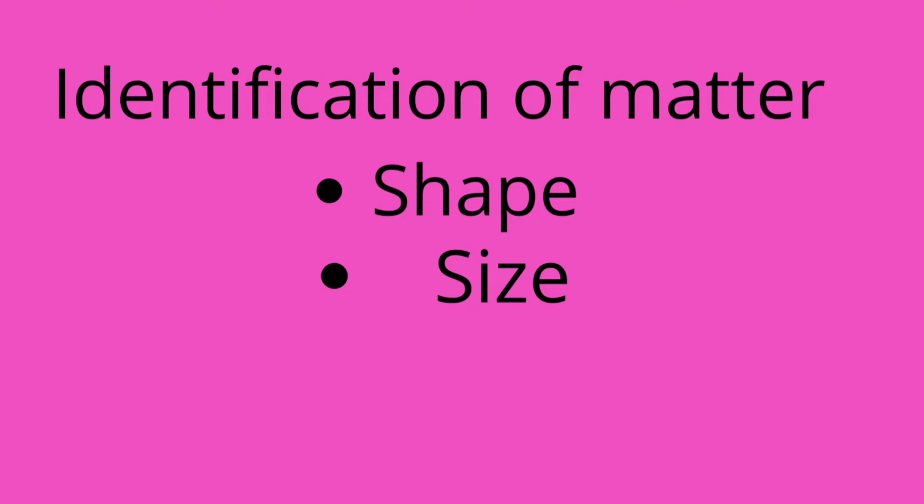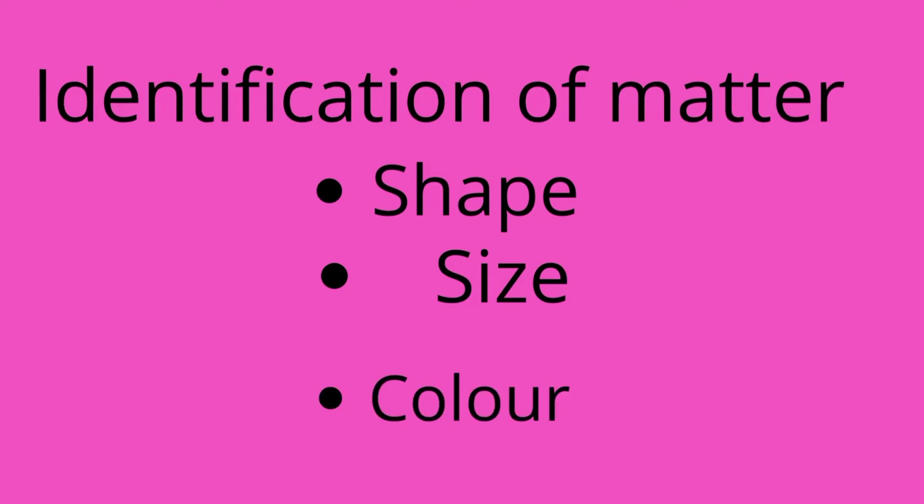Another way matter can be identified is by its size. As you all know, not everything is the same size. Some are big and others are small. For example, a baby is small and a man is what? Very big. An elephant is big and an ant is what? Very small. So this is how you identify matter. Number one, don't forget their shape and their size.